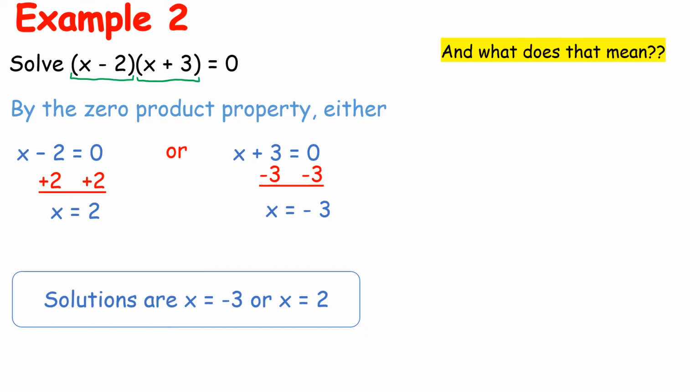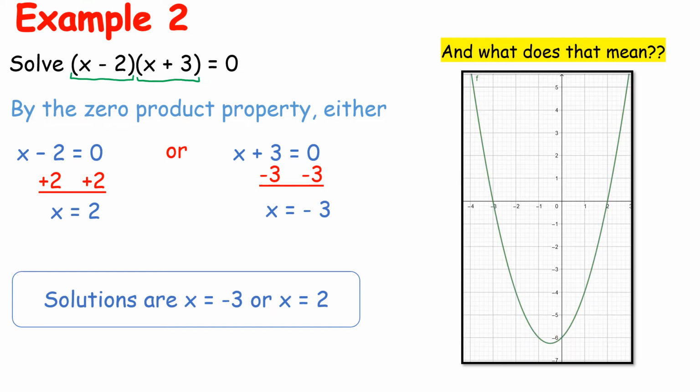So again, what does that actually mean? What are we finding? If we think about this in terms of our graph, we're finding 2 points. These are called the roots. The first root is x equals -3, and the second root is x equals 2.